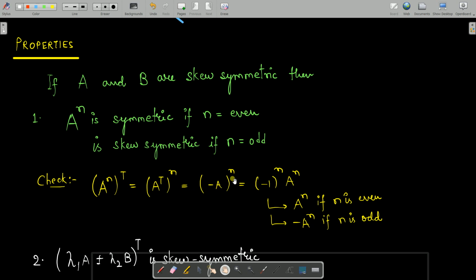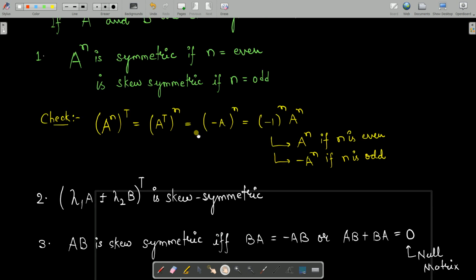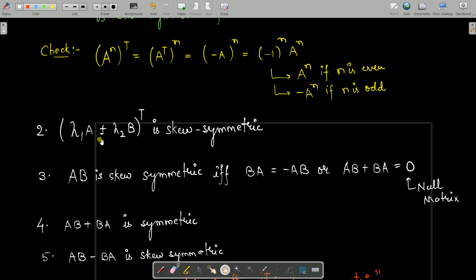So minus A whole to the power of n: take minus 1 whole to the power of n outside, and then multiply with A to the power of n. So here if you put n as even, you'll get this as positive, and if you put n as odd, then this will be negative. Hence we can say that A to the power of n is symmetric if n is even, and skew symmetric if n is odd. Now the linear combination of skew symmetric matrices is also skew symmetric.